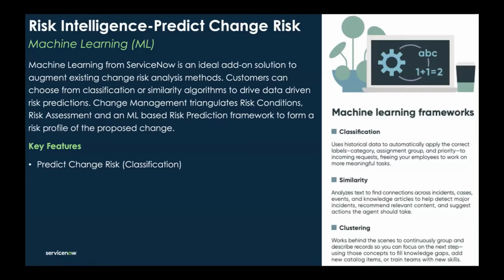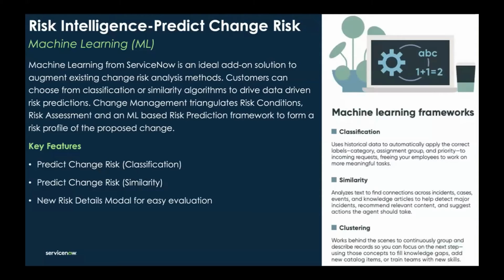So it looks across the history of your changes, and it looks at some specific fields that you tell the model what to look for, and then it can predict what the risk is based on what it learns. So you can either use classification or similarity models. It'll depend on how much data you have. I think classification requires at least 10,000 records. Similarity is less.